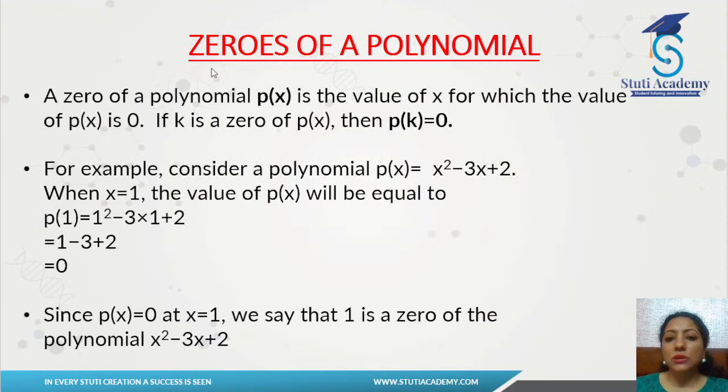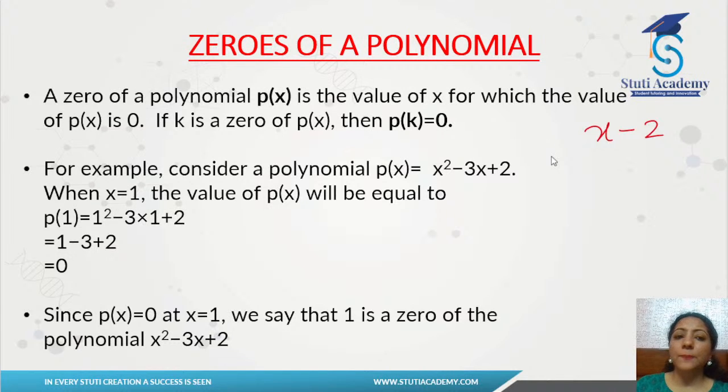Now we've already discussed zeros of the polynomial in grade 9 also. So I'll just quickly revise the same. A zero of the polynomial p(x) is the value of x for which the value of p(x) is 0. This means if you take a polynomial, let's say I'll give you an example, x minus 2. If you replace x by a particular value such that the entire polynomial's value becomes 0, then we say that it's a zero of the polynomial.